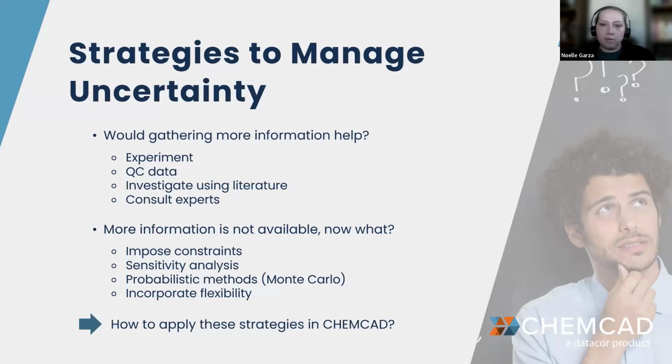So engineers don't always have the time and money for experimentation or for expertise. Maybe there's just not a lot of literature data, or you're doing a feasibility study and you don't have physical plant data to look at. What else can we do? We can impose constraints. We can perform sensitivity studies. We can use probabilistic methods, which are gaining popularity, but they're not as popular.